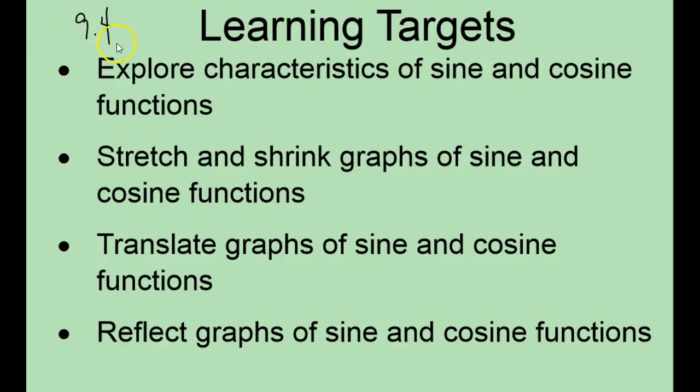Alright, here we're looking at section 9.4 today. So our learning targets today, we're really going to be looking at the graphs of our sine and cosine functions. First we're going to look at some characteristics of them, then we're going to stretch and shrink them, then we'll be translating them, and then we're finally reflecting them. The big thing to keep in mind is how they're similar and kind of how they're different.